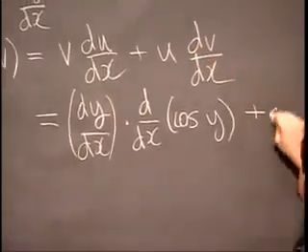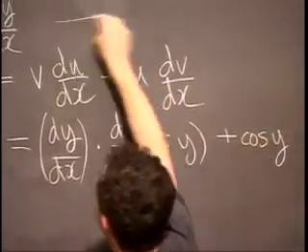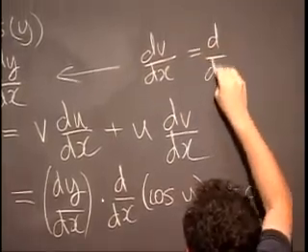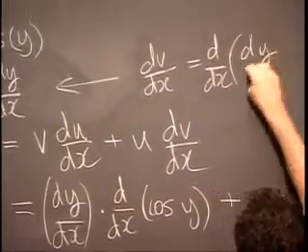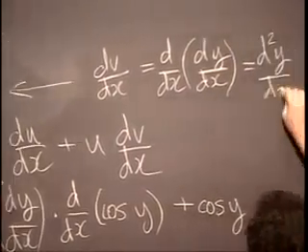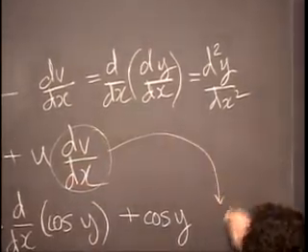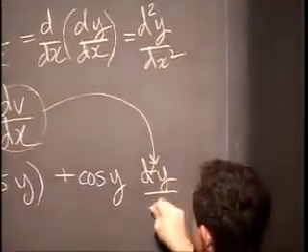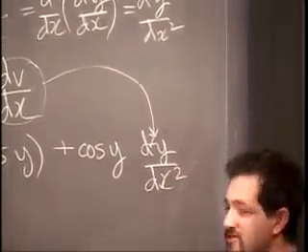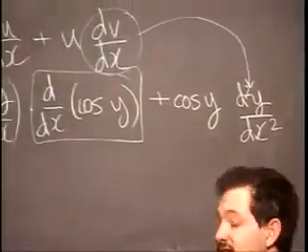On the other hand, u is cosine y. And what is dv dx? Let's just write this down. dv dx is the derivative of dy dx. And of course, the derivative of the derivative is the second derivative once again. So this dv dx here becomes the second derivative, d2y dx squared. Okay, we're almost done. We still need to find d dx of cosine of y.